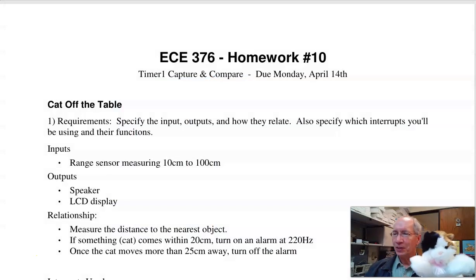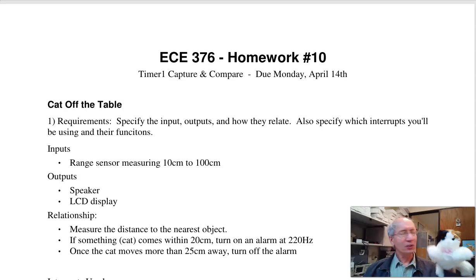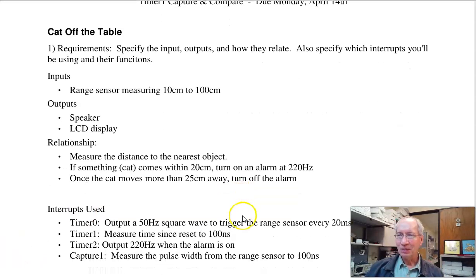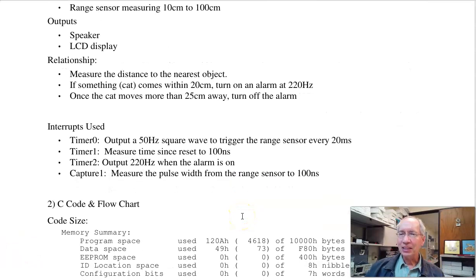Well, the first step is to find yourself a cat. And here I got one from Amazon. This is a cat that looks kind of like Momo, my old buddy kitty cat. Second thing we need is a range sensor, a speaker, a PIC microcontroller.